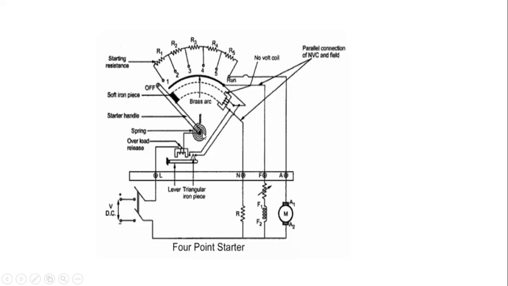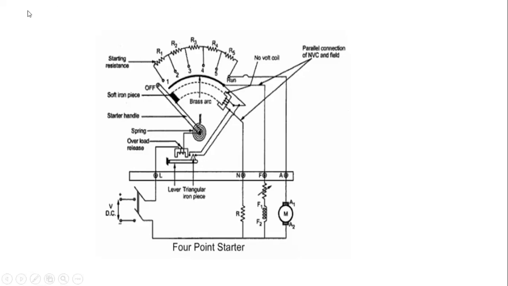This overload coil is connected to the handle by a spring action. This is the spring. This is the starter handle and this is the soft iron piece. And these are the 2 magnets, named the overload coil and the no volt coil. And this is the starting resistance: R1 resistor, R2 resistor, R3, R4, R5.